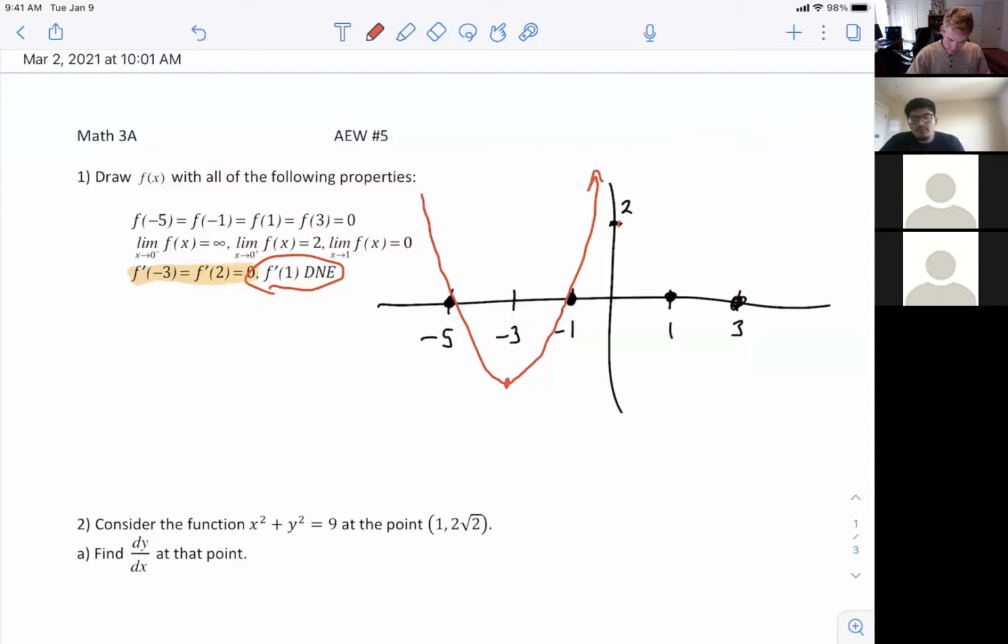Because then I could go from 2 and then just make a straight line, and then make a straight line for a little while so that that is a corner. And then just have it go around and then go through 3. All right. That's number one. Any questions?